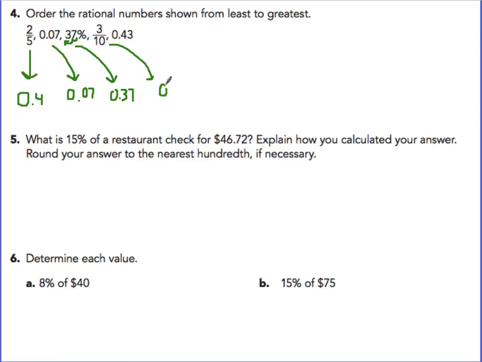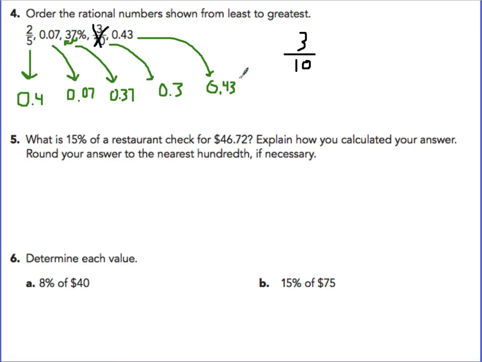3/10, 0.3, 0.43, it's already a decimal. All right, so when you order them from least to greatest, we're going to go back and write the original values first. The lowest one would be this 3/10. So least would be 3/10. So we've used that already.